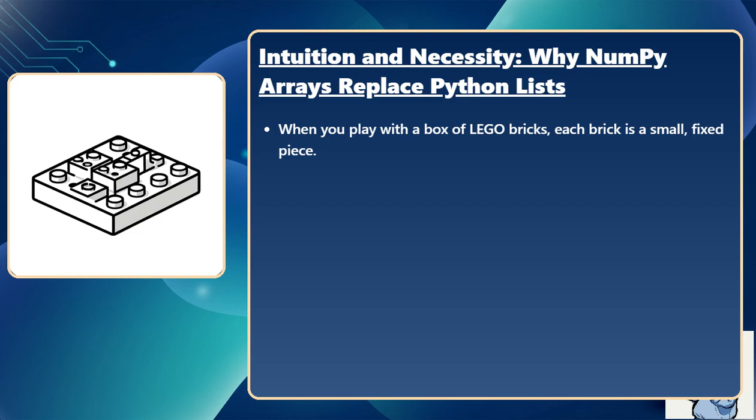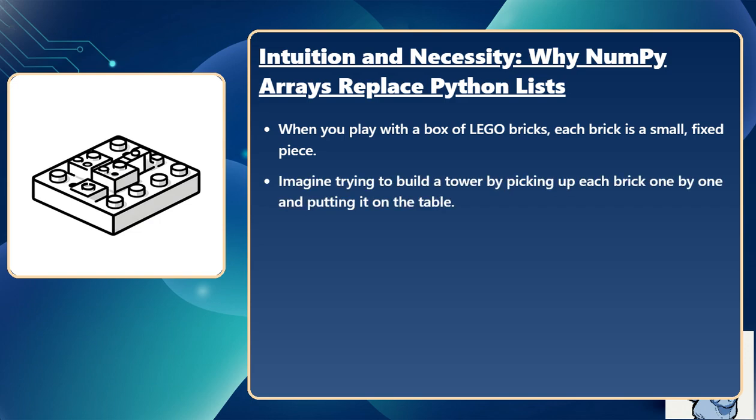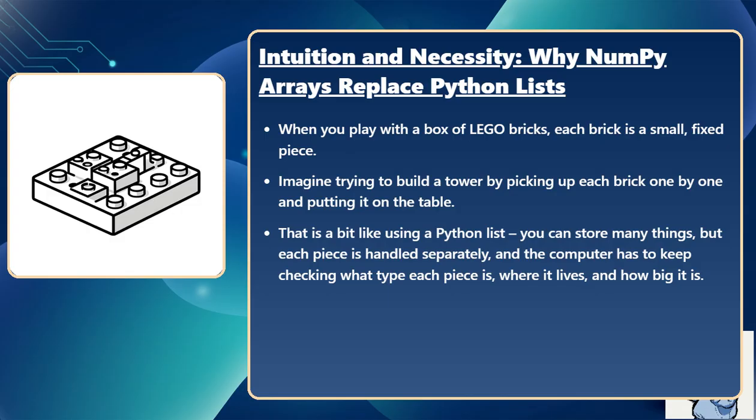When you play with a box of LEGO bricks, each brick is a small fixed piece. Imagine trying to build a tower by picking up each brick one by one and putting it on the table. That is a bit like using a Python list. You can store many things, but each piece is handled separately, and the computer has to keep checking what type each piece is, where it lives, and how big it is.